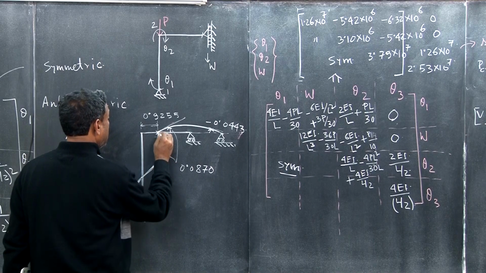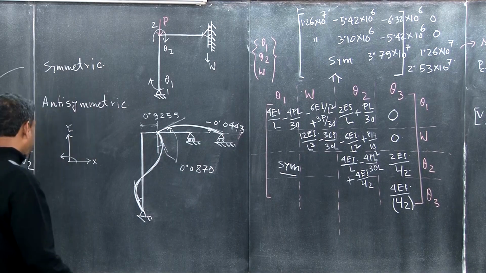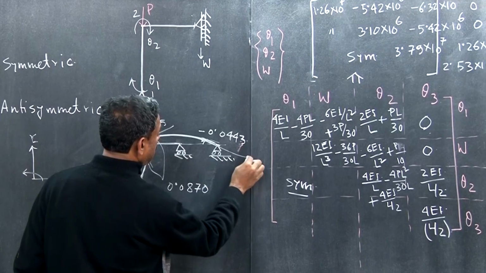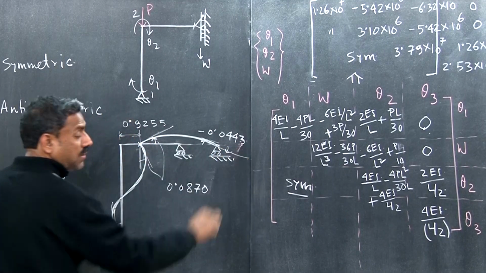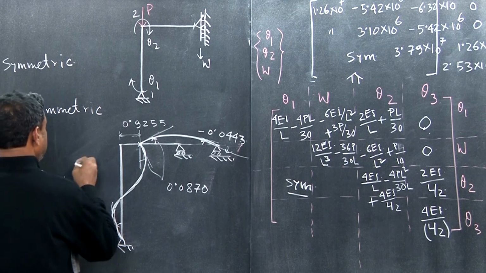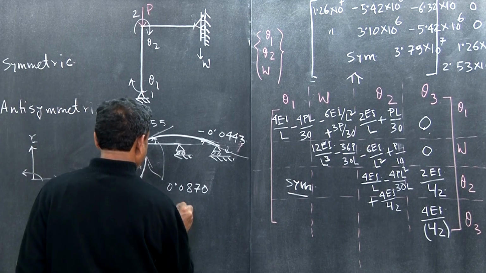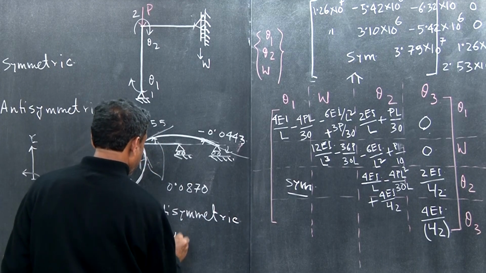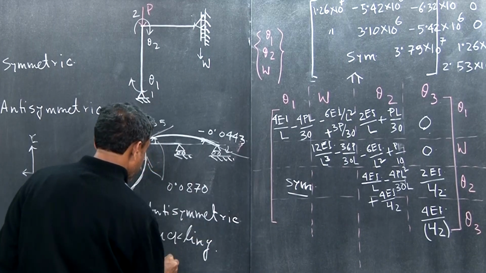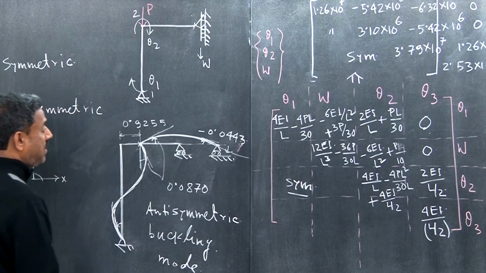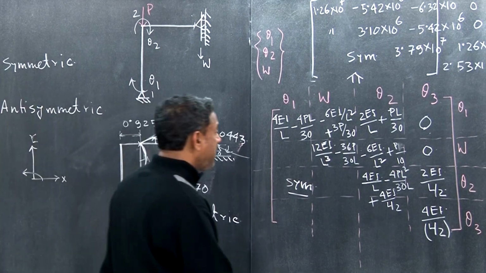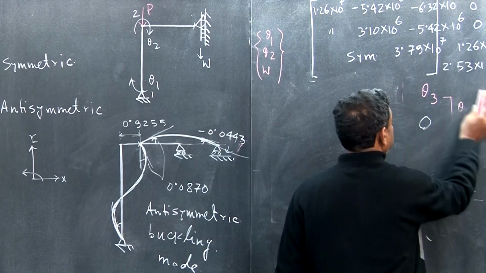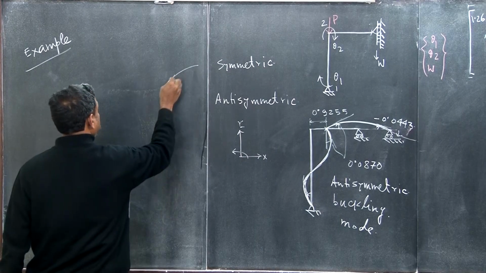So this is mostly the way it will look for the buckling mode. Okay. So then from here it will go something like this. So this is the buckling mode. First, anti-symmetric buckling, right? Anti-symmetric buckling mode. Now, what will happen if it is symmetric? Okay, then I will just write down the symmetric one. What will happen for the symmetric one?